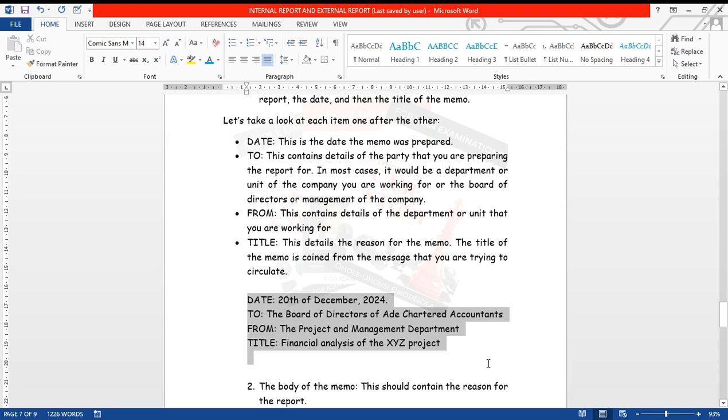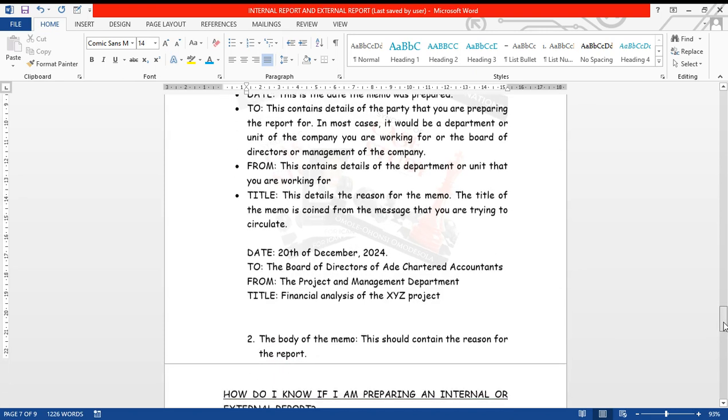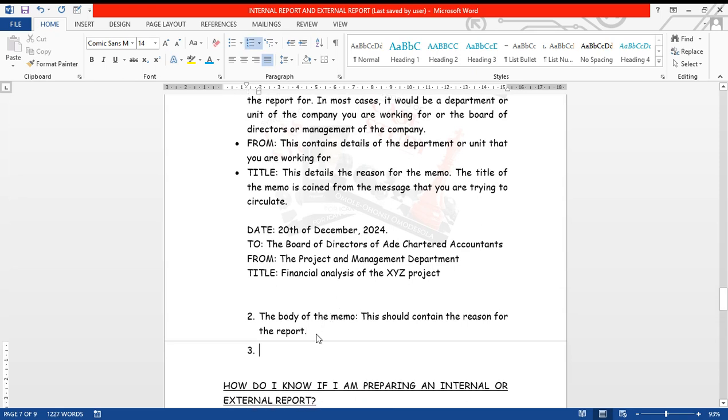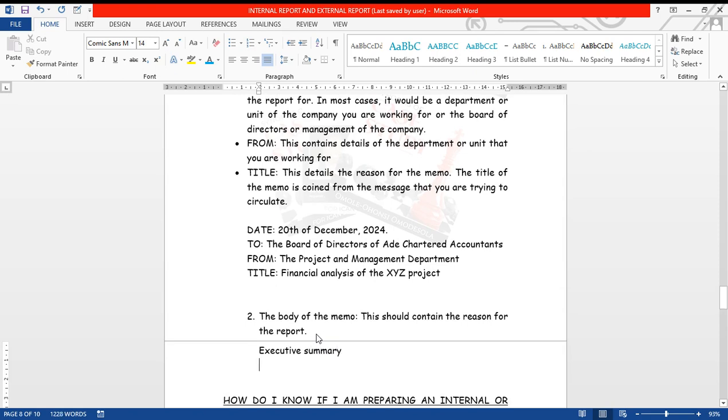Then you don't need a disclaimer at all, because like I explained earlier, there's no need in an internal report. Then you go to the body of the report. Do you understand? So the body of the report, you have your executive summary, just like you have it in your external report.